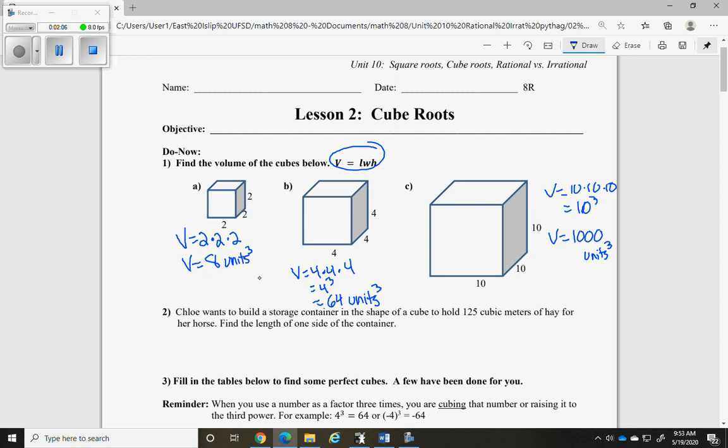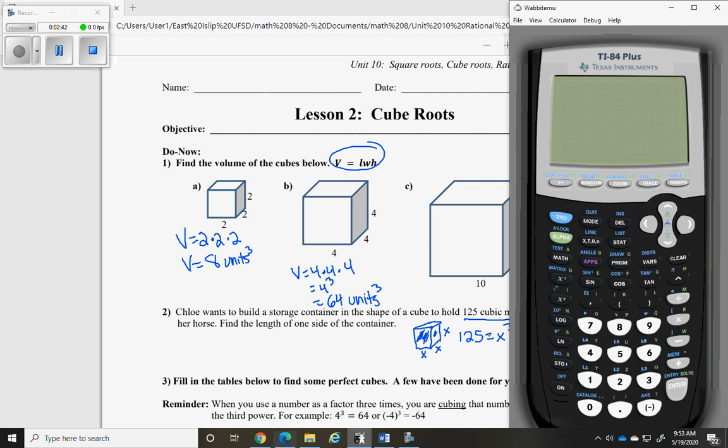So Chloe wants to build a storage container in the shape of a cube that holds 125 cubic meters of hay. So I'm filling this. Remember, filling a three-dimensional figure is volume. So they're telling me that the volume is 125. I'm trying to think what times what times what. What to the third power is 125? What do you think it is?